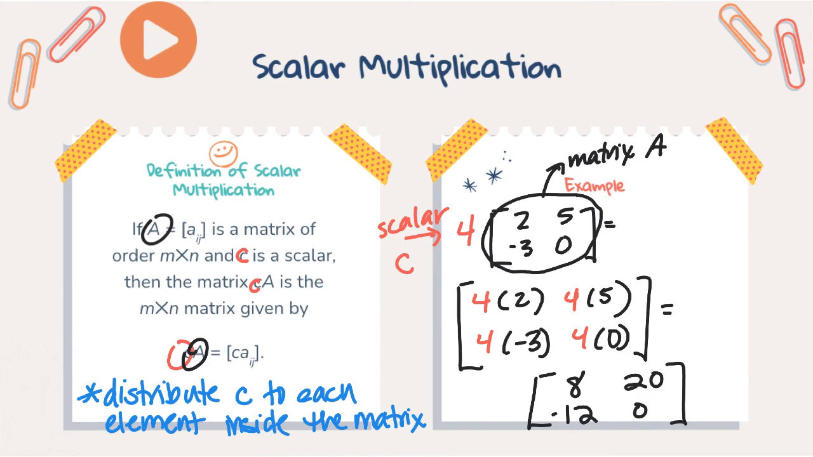And then each little element inside of the matrix would be what A sub ij is referring to. So this just means each element inside the matrix.